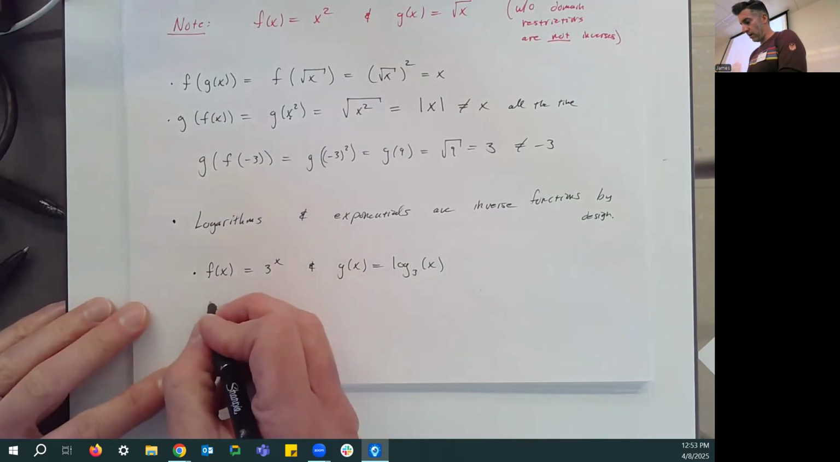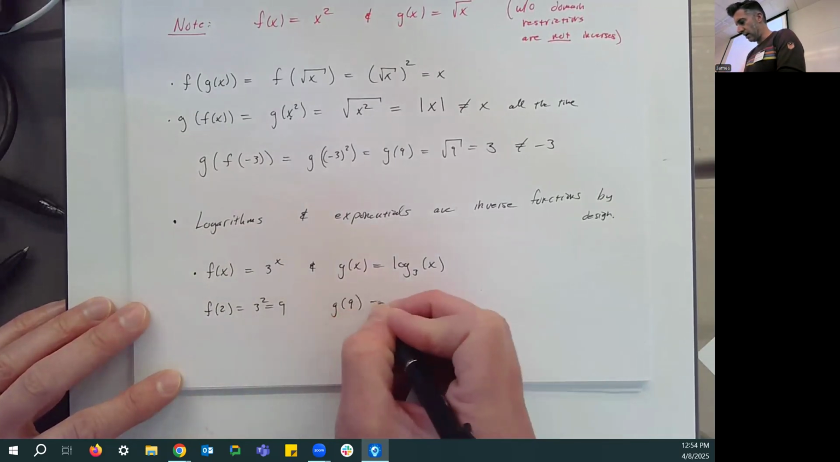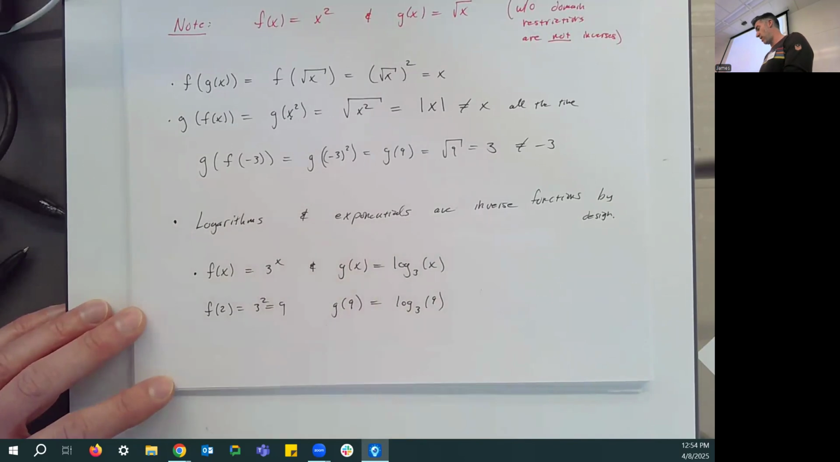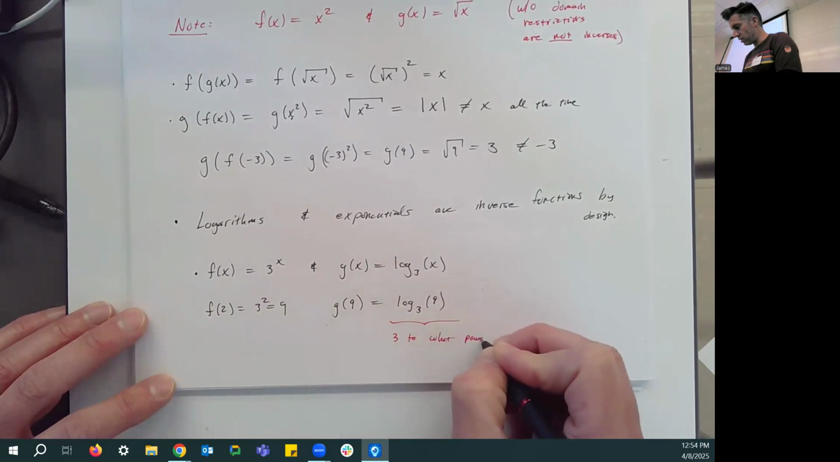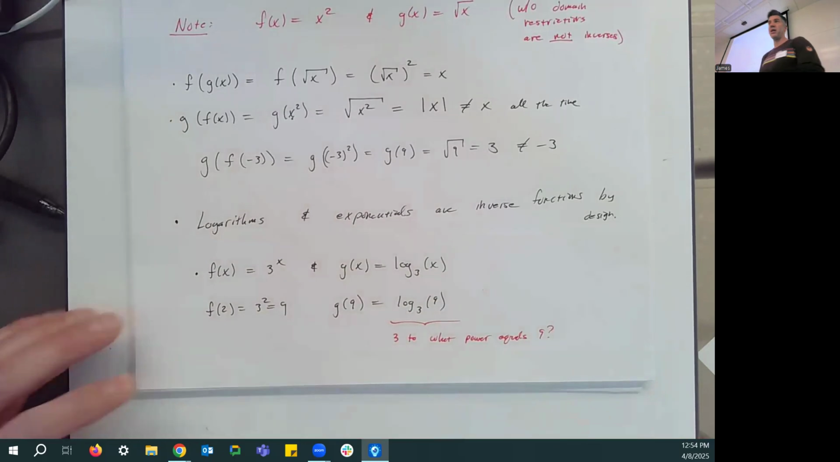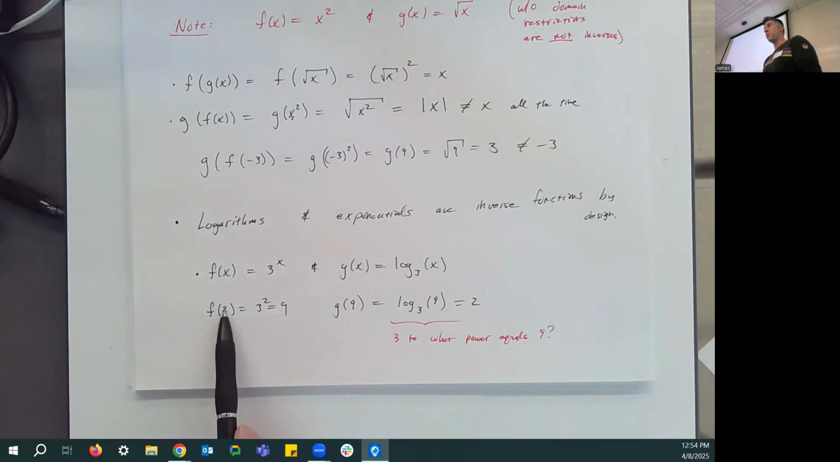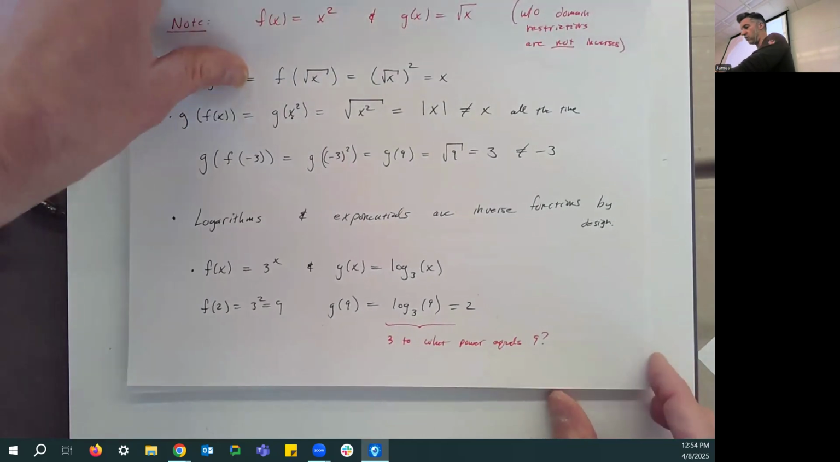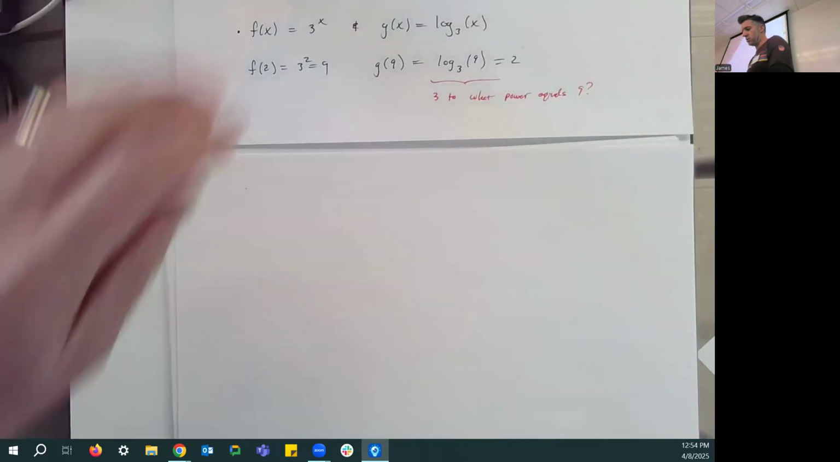In this case, for example, f of 2 is 3 squared, which is 9. g of 9 is log base 3 of 9. And when we write that, the words I say in my head are, 3 to what power equals 9? And the answer is 2. We ended up back where we started. We started with 2. We did f and we got 9. We did g to that and we got back to 2. So logarithms and exponential functions are inverses of each other. And there's a few graphical things we should see. So many things. So let's graph them.